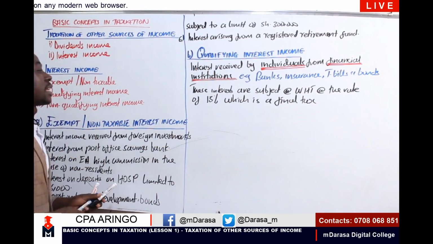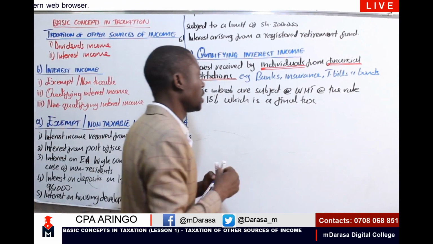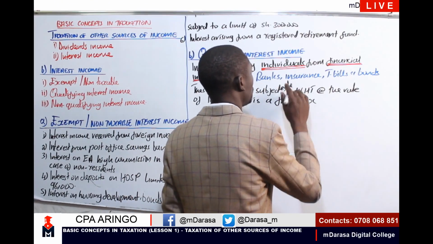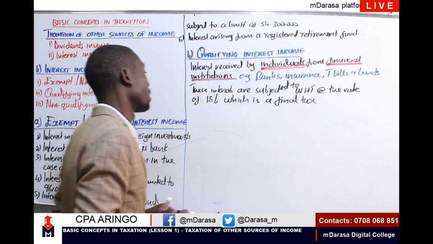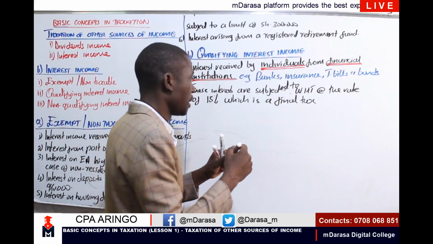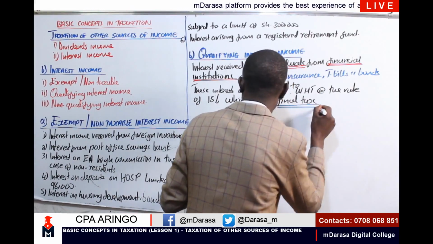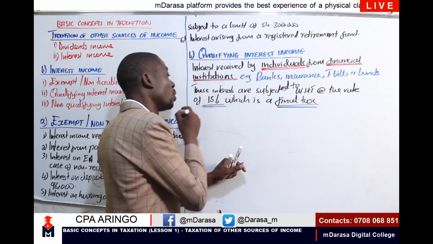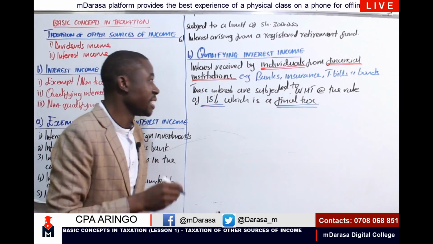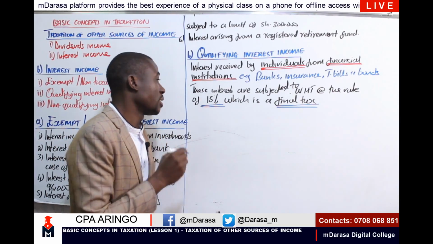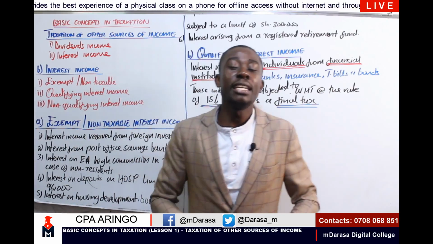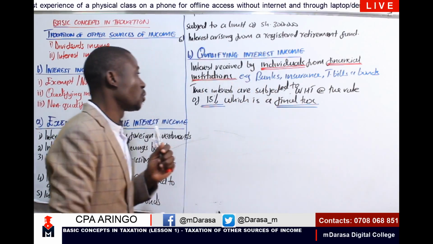So we should understand that these interests are subjected to withholding tax at the rate of 15%, which is a final tax. Keyword here, final tax. And we are talking of withholding tax at the rate of 15%. Recall the concept of final, where we say that it will be the only component of tax.